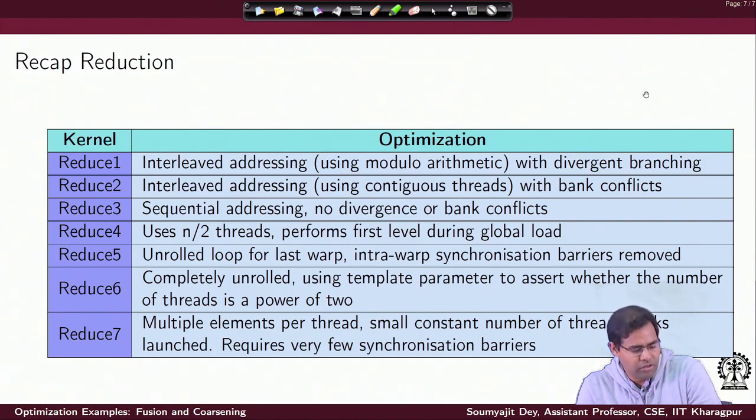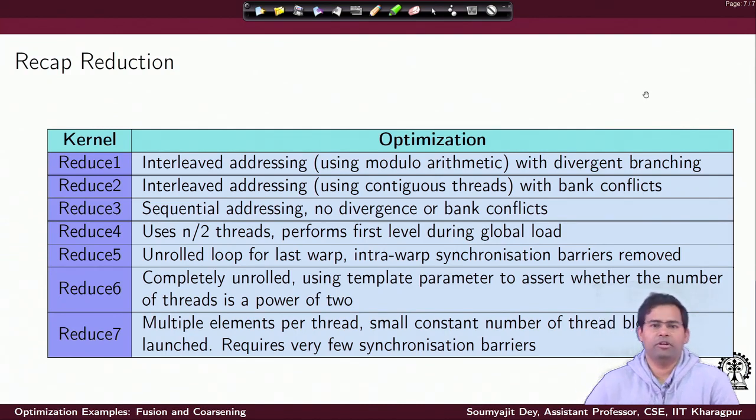And then in reduction 7, you had multiple elements per thread and you launched a very small constant number of thread blocks. So that was also somewhere you increased the per thread activity significantly, and it required very few synchronization barriers, right?